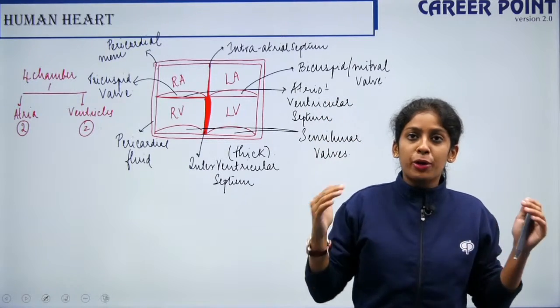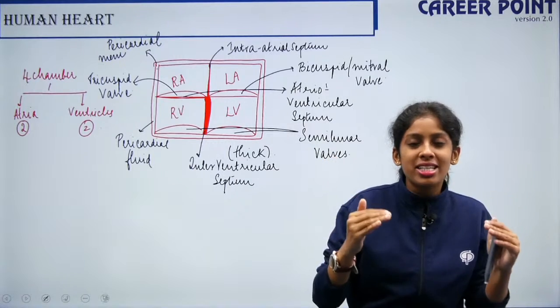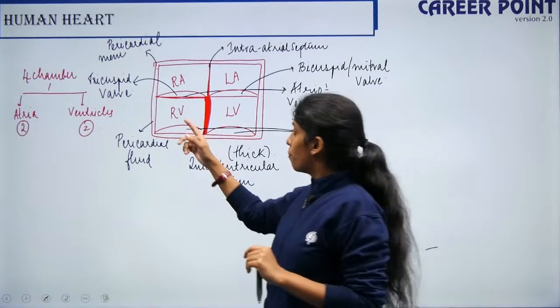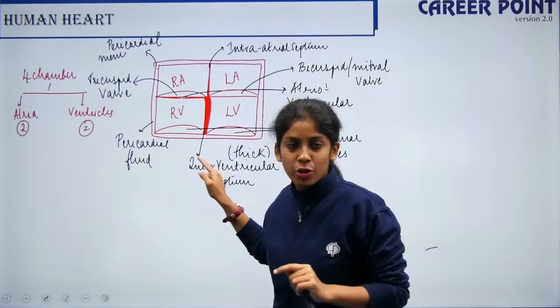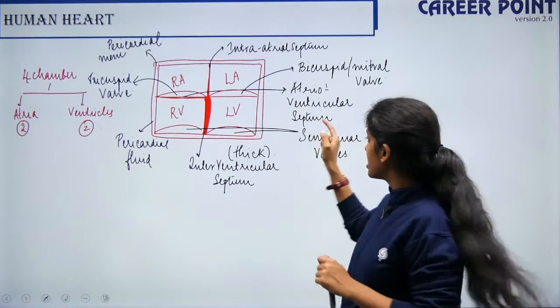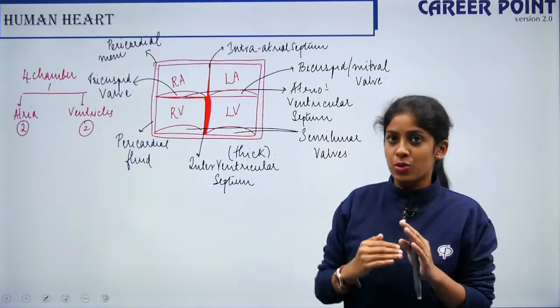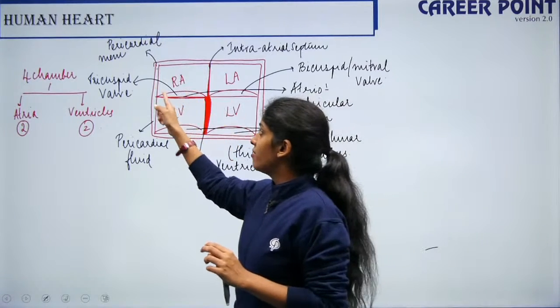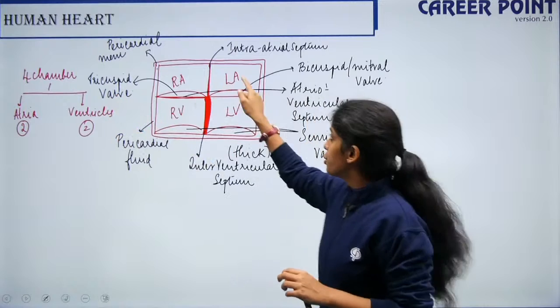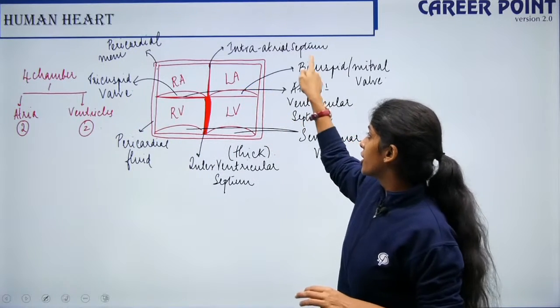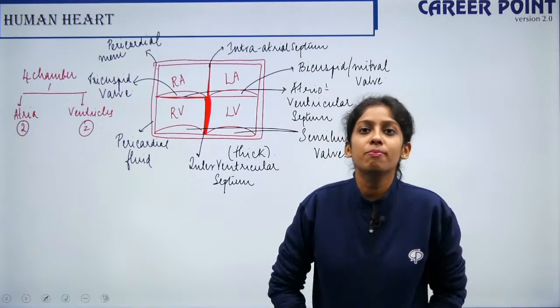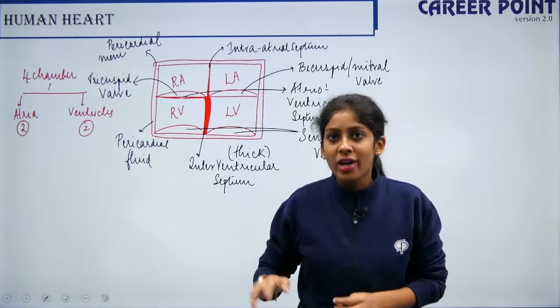Now, to prevent the backflow, there are valves present inside your heart. Beneath the right ventricle and the pulmonary artery, and the left ventricle and the aorta, you have a valve known as the semilunar valve. Between the right atrium and the right ventricle, you have a valve known as the tricuspid valve. Between the left atria and the left ventricle, we have the bicuspid or the mitral valve. So, the structure of the heart is clear?